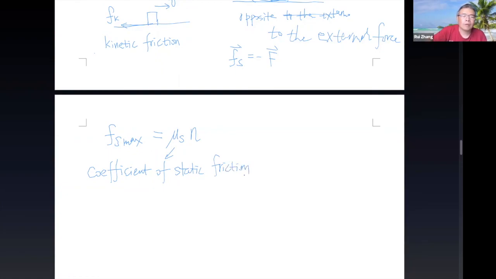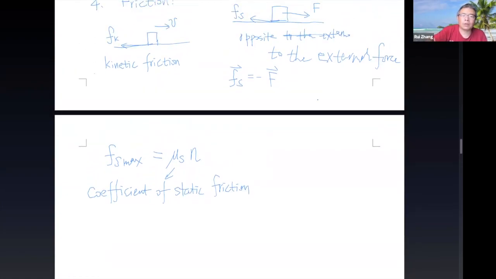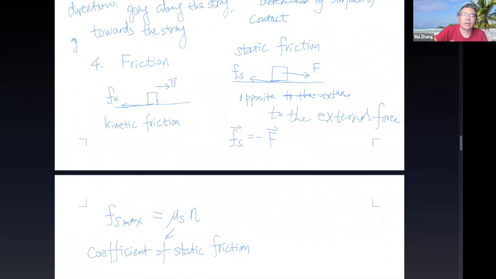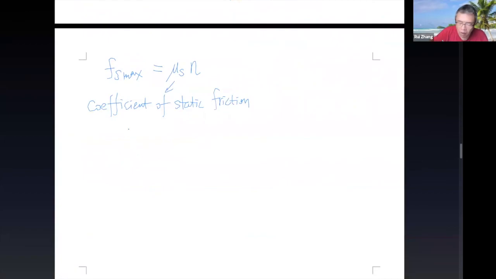It's similar to the coefficient of kinetic friction, but the value might be a little bit different. It turns out in a lot of cases, the coefficient of static friction is a little bit larger than the coefficient of kinetic friction. And normally they're between 0 and 1.